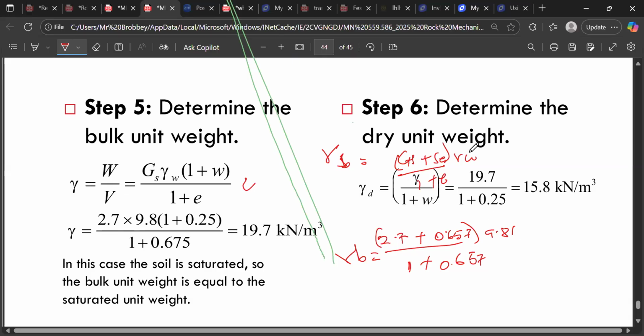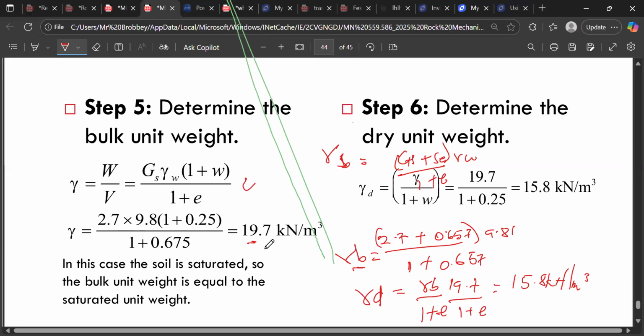Now it says the next one is to determine the dry unit weight. Now that I have my bulk unit weight, I have formulas to get my dry unit weight, and it says that gamma dry is equal to gamma bulk over 1 plus E. Now, having my gamma bulk to be 19.7 over 1 plus E, I'm going to get my dry being 15.8 kilonewton per meter cube.